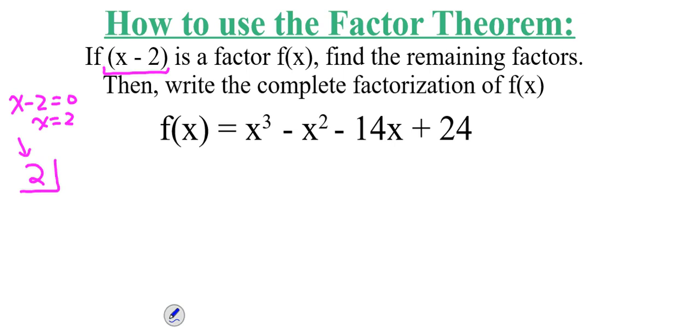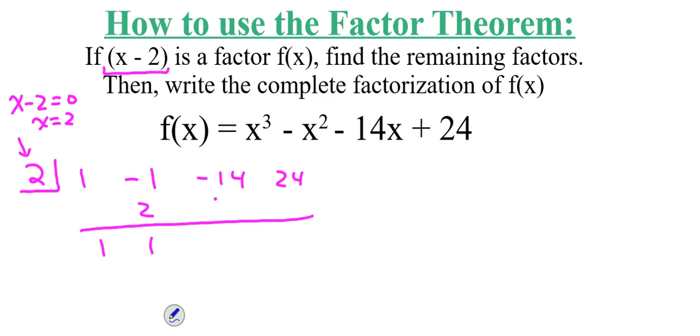All right, so let's go ahead and write out the coefficients. We've got 1, -1, -14, and 24. Let's go ahead and do synthetic division. We'll drop it, we'll multiply, we'll add, we'll multiply, we'll add, we'll multiply, and wow, a 0.